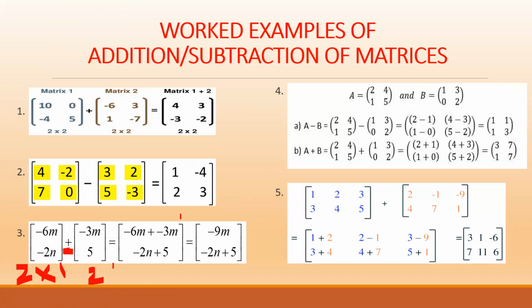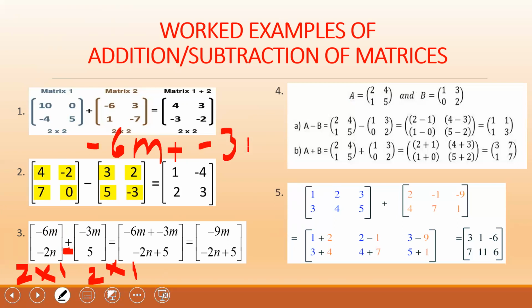Right, so that's a 2 by 1. So it's a 2 by 1. So they're compatible, right? So we are going to go ahead and add corresponding elements. So -6m is corresponding to -3m, right? So we're going to set that out as -6m plus, there's the plus right here, guys, the plus between the two matrices, take 3m.